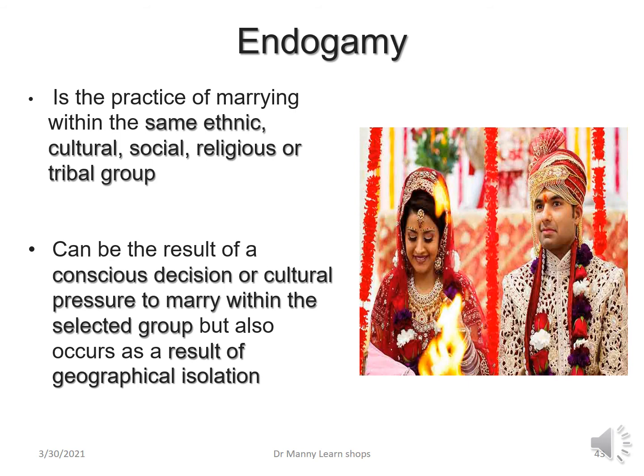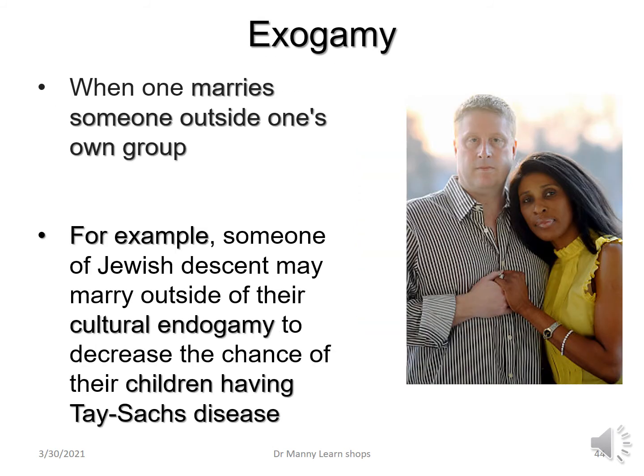Then you've got endogamy, and this is a practice of marrying within the same ethnic, cultural, social, religious or tribal group. And it can be the result of a conscious decision or cultural pressure to marry within that selected group, but also occurs as a result of geographical isolation. Endogamy. Then you've got exogamy, when one marries someone outside one's own group.